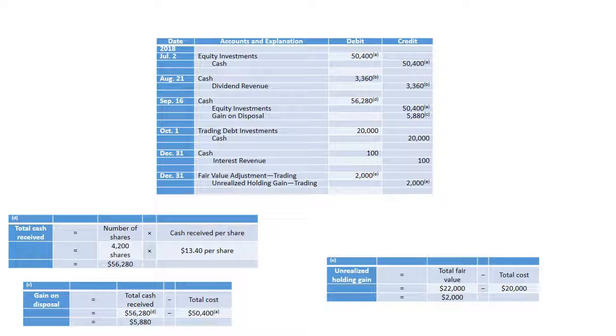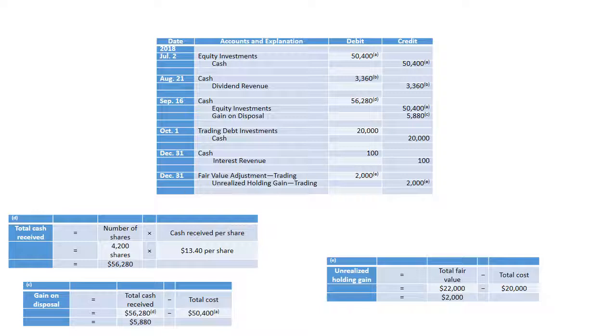So what we need to do on December 31st is make a journal entry debiting an adjunct account. An adjunct account will either increase or decrease, depending on its balance, the trading debt investment account. We need this account to increase the trading debt investment account by $2,000. So we debited $2,000. So there's a debit in the investment account and a debit in the fair value adjustment. Those two accounts will be combined and reported on the balance sheet at $22,000.